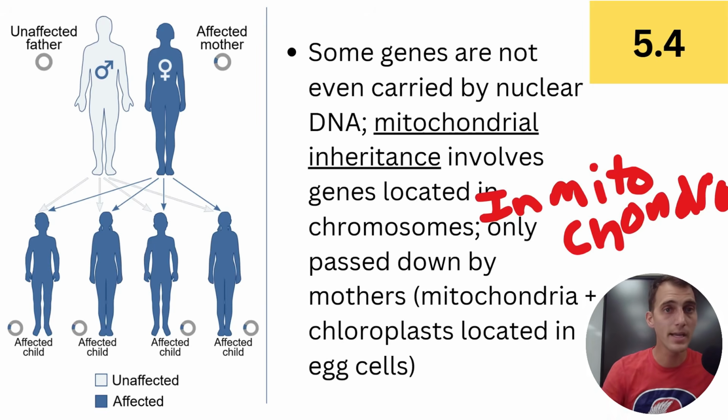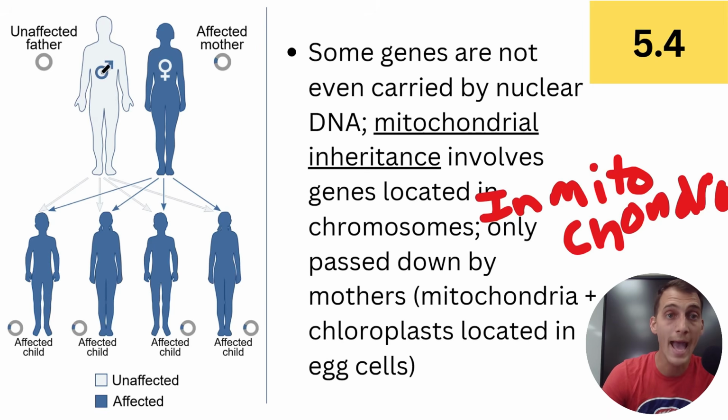So yeah, check it out. This pattern of inheritance is different because if mom has a mitochondrial disorder or some kind of allele that's only in her mitochondrial DNA, all of her kids are going to get it no matter what, because their mitochondria only come from mom. The reverse is true as well.